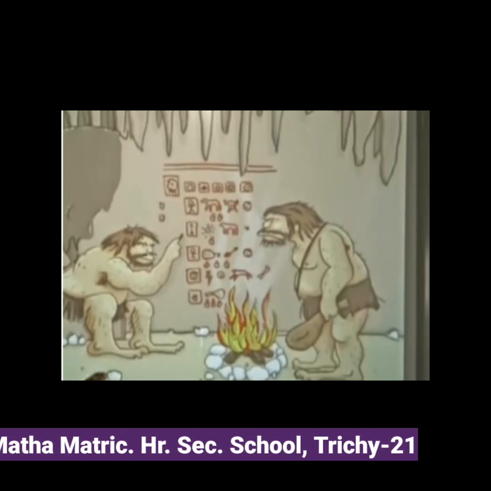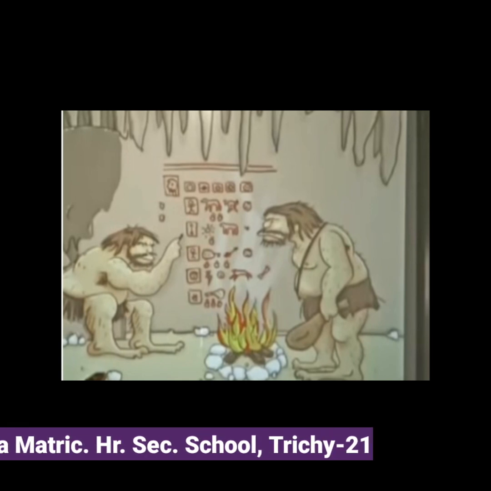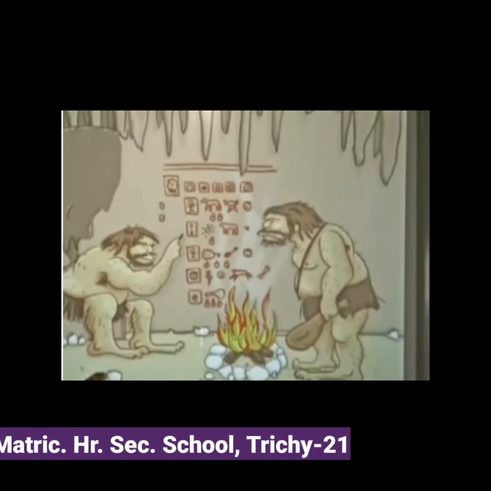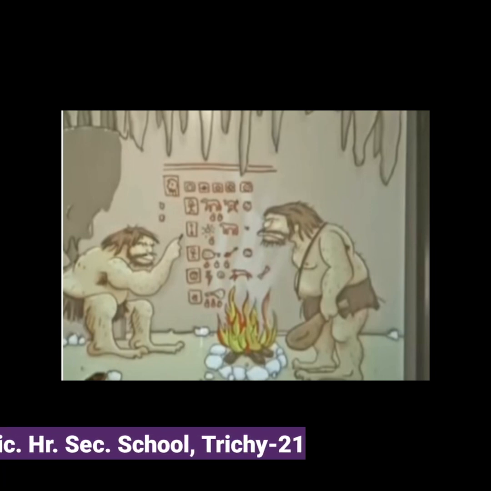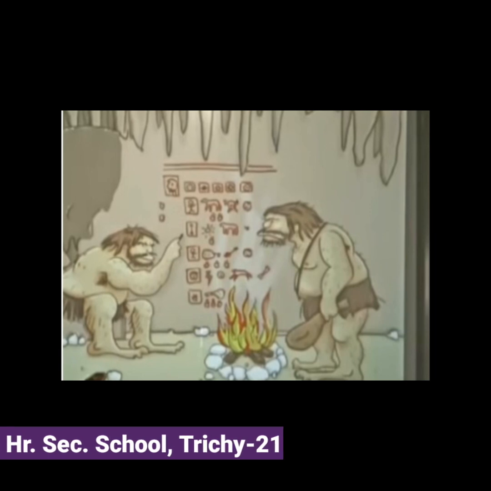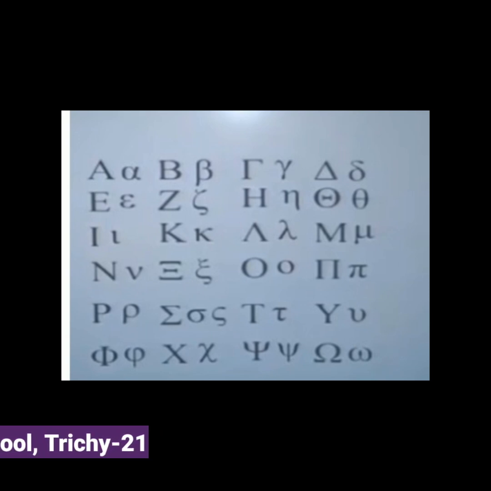A symbol is an image or object. Early man started writing in signs. These symbols are language. Alphabets are different languages. These alphabets are combined into words. So chemistry is a separate language of science.